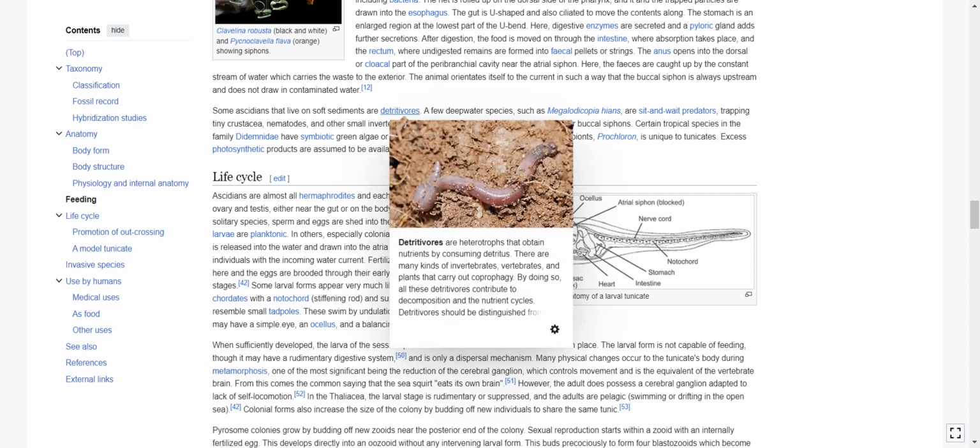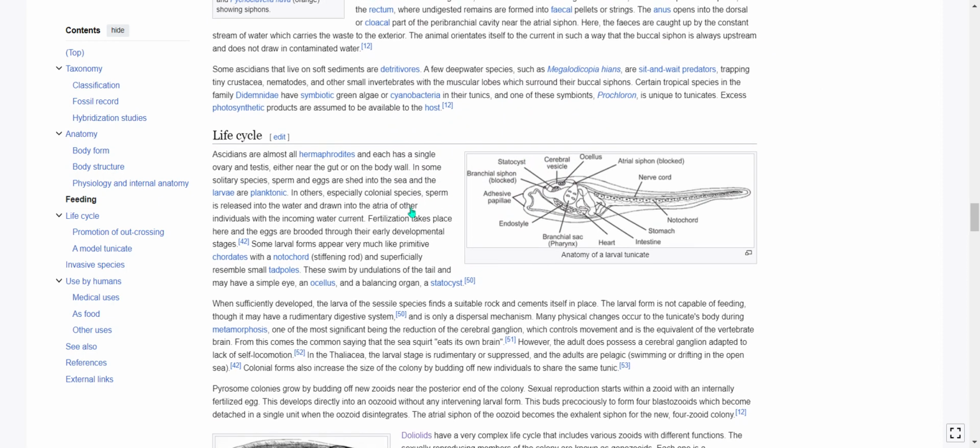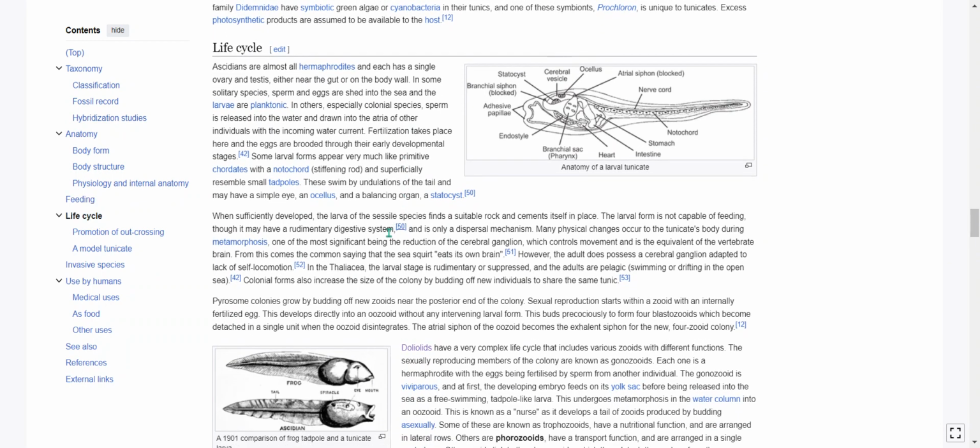Okay, they obtain nutrients by consuming detritus. Cool, like a worm. A few deepwater species, such as Megalocarpus, are sit-and-wait predators, trapping tiny crustacea, nematodes, and other small invertebrates with the muscular lobes which surround their buccal siphons. Okay, we're going to move on to the life cycle really quick.